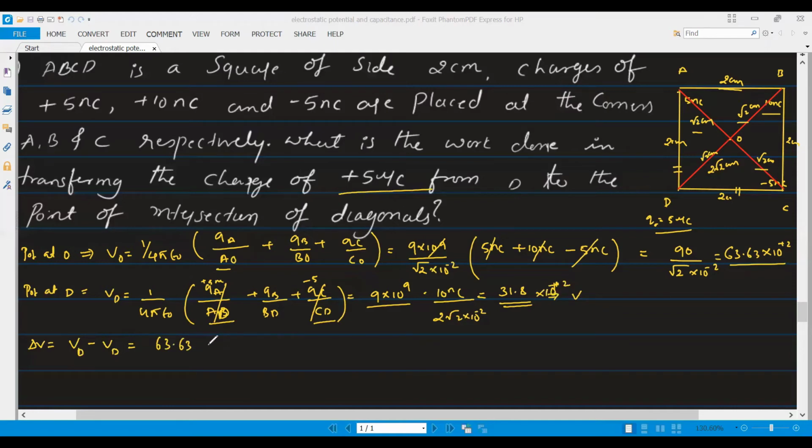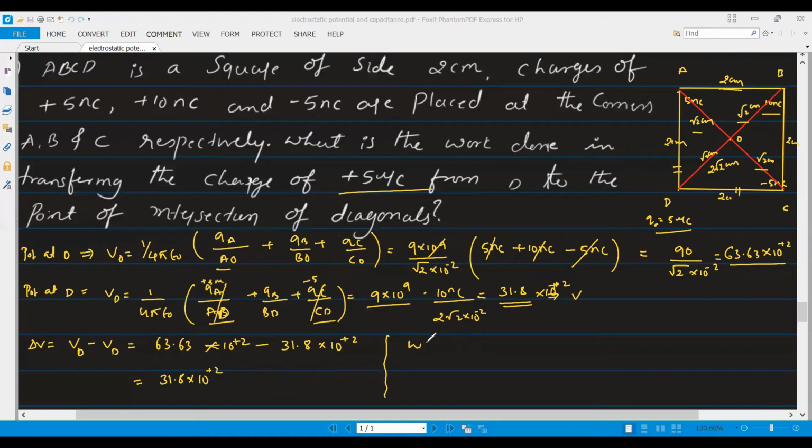63.63 minus potential at O, sorry, this into 10 to the power of +2 minus 31.8 into 10 to the power of +2. So if you calculate this, the answer will be 31.8 into 10 to the power of +2. So this is the potential difference.